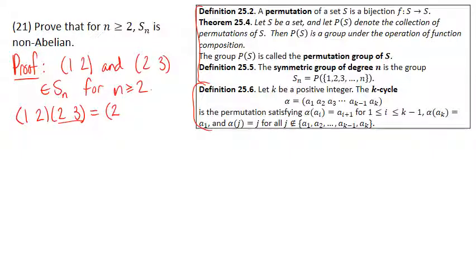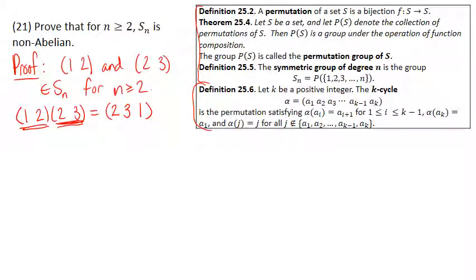So 2 gets moved to 3, and then 3 gets moved nowhere, so 2 will be moved to 3. Okay, and then what happens to 3? 3 gets moved to 2 by this part, and then 2 gets moved to 1 by this part. So that'll be 1. Then let's make sure 1 doesn't get moved here, and then 1 does get moved to 2. Okay, so that is (2 3 1).